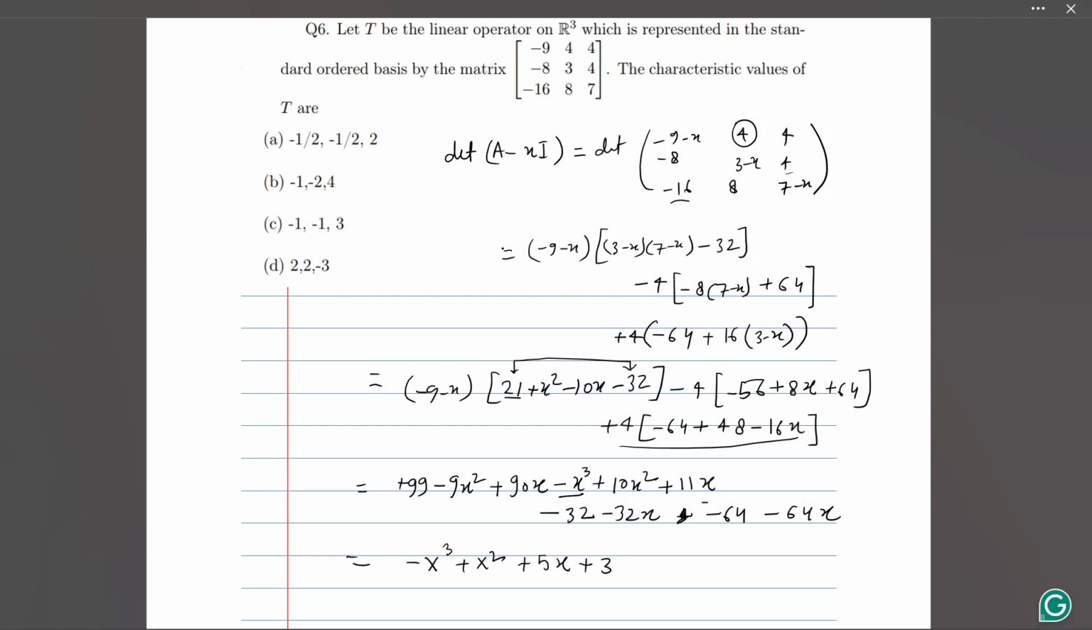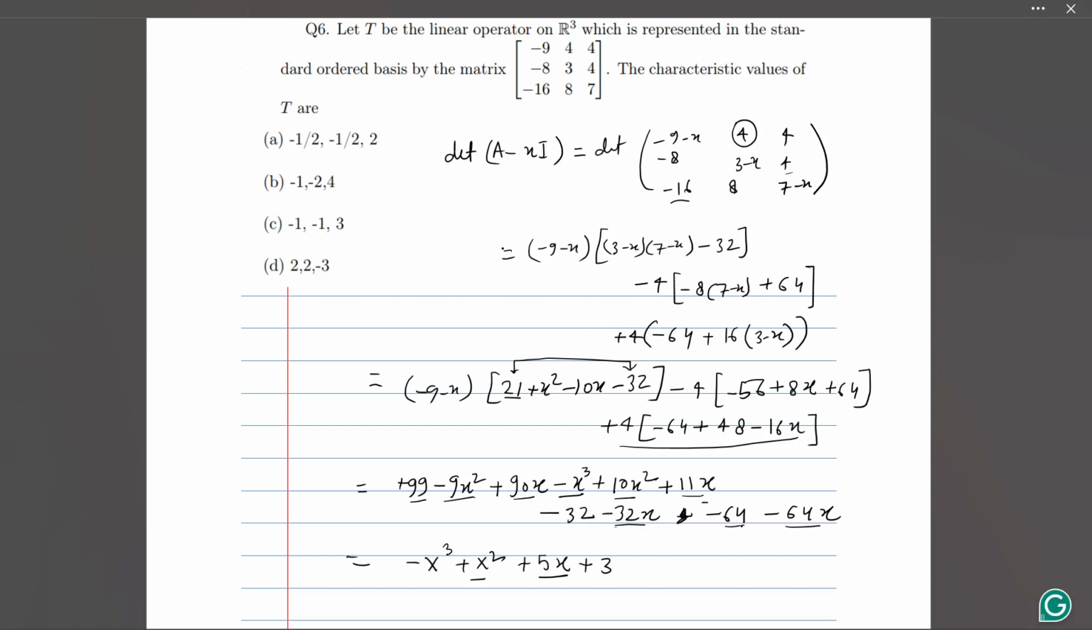Minus x cube is here. 10x square minus 9x square, this x square is here. 101, and 32, 64. 64 and 32x, they become 96x. So minus 96. 101x minus 96x, that will become 5x. So constant 99.